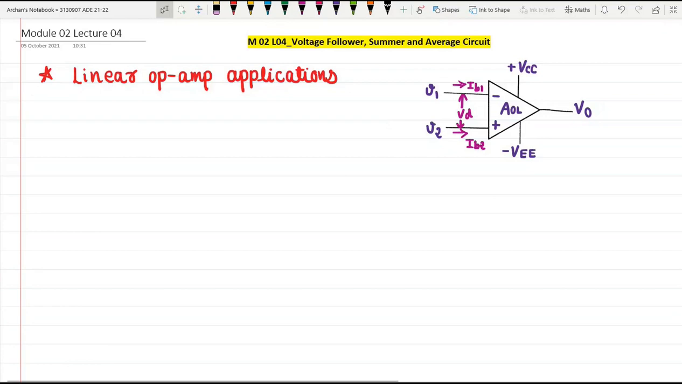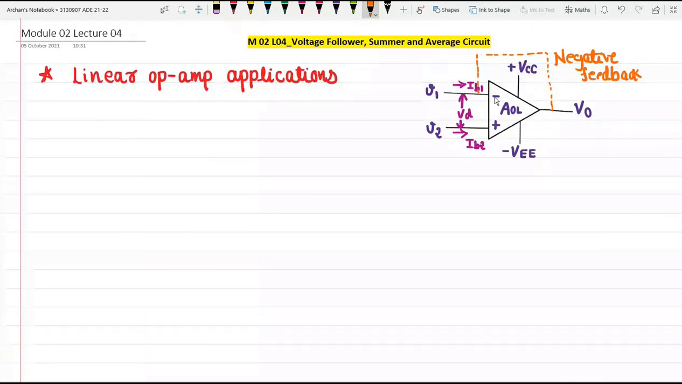Okay, so suppose we are providing some feedback over here. I am providing it with the dotted line. This is the feedback which we are providing to this inverting terminal. In that case we may have negative feedback, but what will happen in this case, my output is going to vary linearly with respect to the input, and that is why we may have some linear applications.